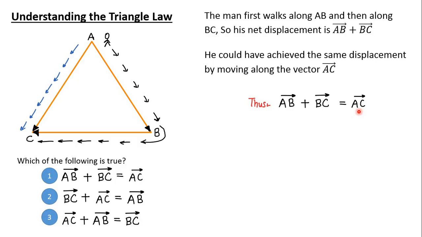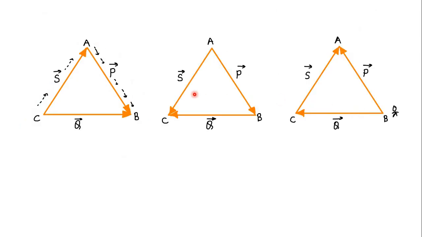Let us practice some more questions on the same matter. See here, three diagrams are drawn here. The vectors are represented as, this is the S vector, P vector and Q. So P, Q, S, three vectors are given. Directions are also shown here.